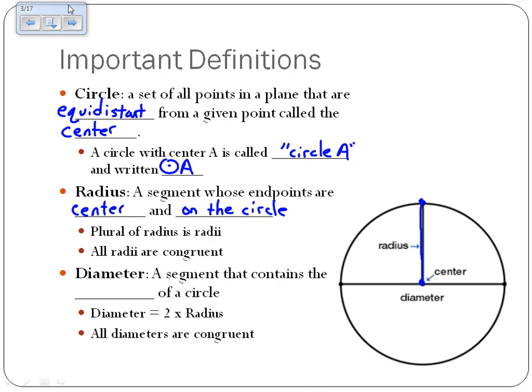All radii are congruent for the same circle. Probably should have written that in there, my bad. So for the same circle, that means that if I give you a radius of this circle and I give you another radius of this circle, those have to be the same.